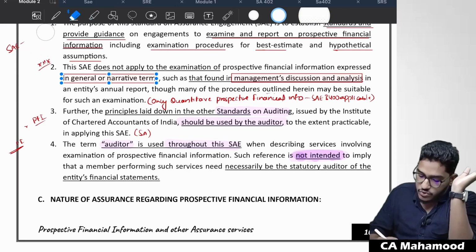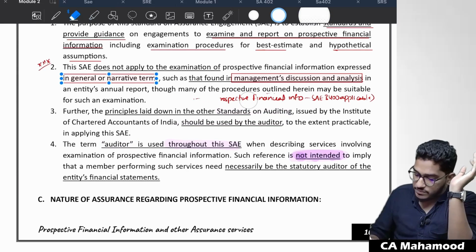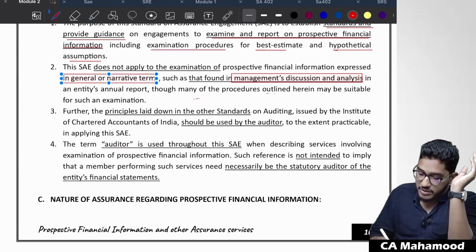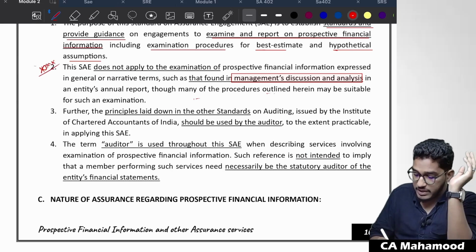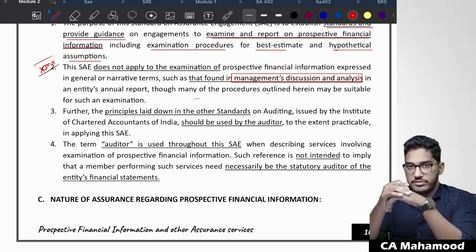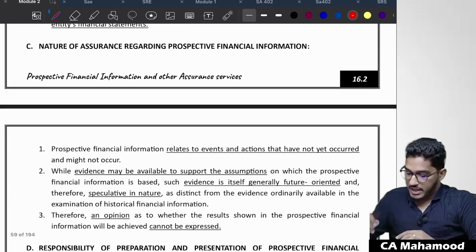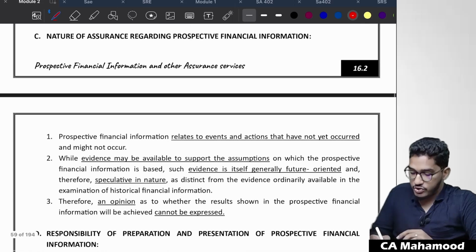Okay. So now in this scope, what is important is what they can test you in the form of MCQs. They might not ask a descriptive question here, but the most important thing is this paragraph. They might ask it as some kind of MCQ. So you have to be very careful about this. Next one. Nature of assurance regarding prospective financial information.